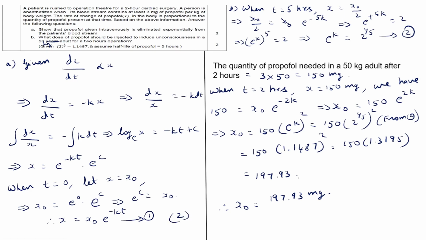So deriving the model carries 2 marks, finding a relation for k carries 1 mark, the remaining steps and the final answer carries 1 mark. A total of 4 marks for this question.